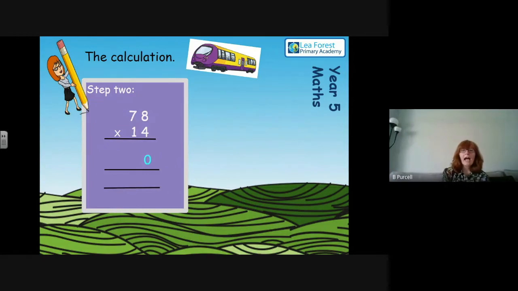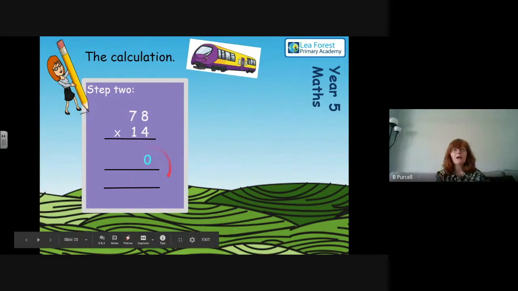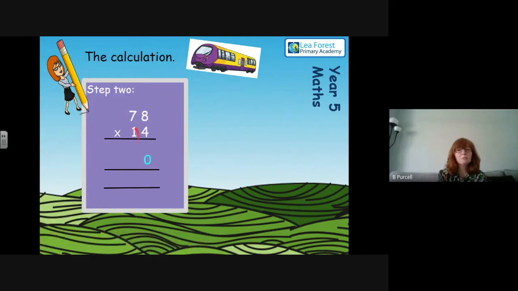Now, as just a reminder, I've put 0 in as a placeholder just to remind you that when you get to here, you're multiplying by 10. Some of you might not have needed that, and some of you will find it quite useful. So can you calculate 14 times 78?